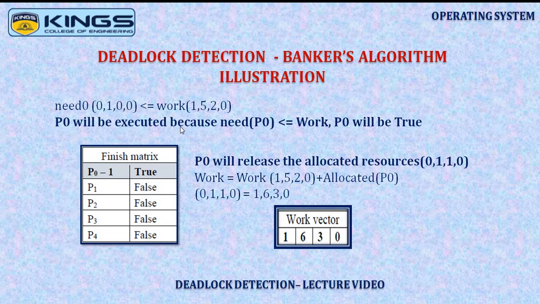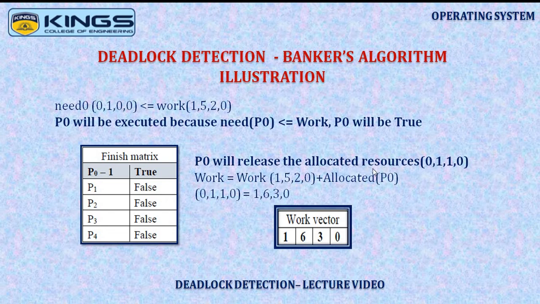So the need matrix entry for process 0 is less than or equal to the work vector values, so P0 will be executed and process 0 will complete its role. The process 0 finish entry is made true now. Process 0 is the first one to complete, so the order of execution is also included in the finish matrix. Now P0 will also release its allocated resources.